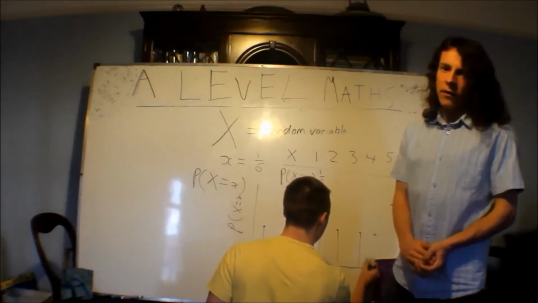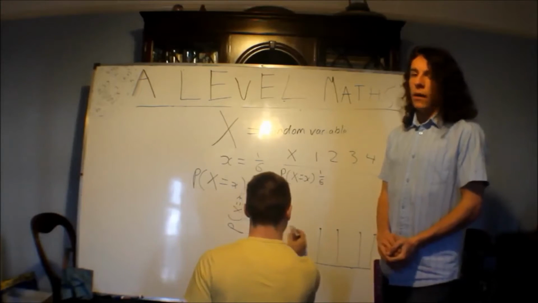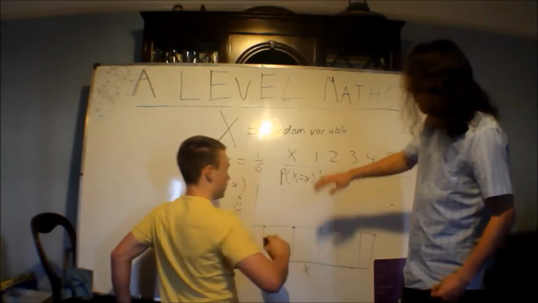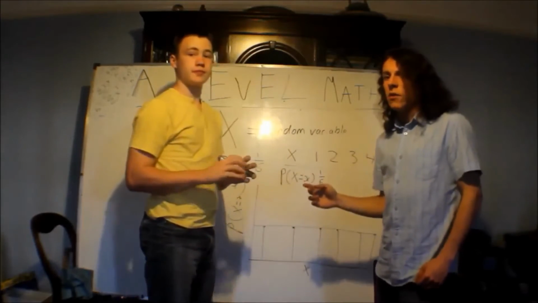In something a bit more random, like throwing and catching or whatever, it might have a very different shape, and that would show a different distribution.